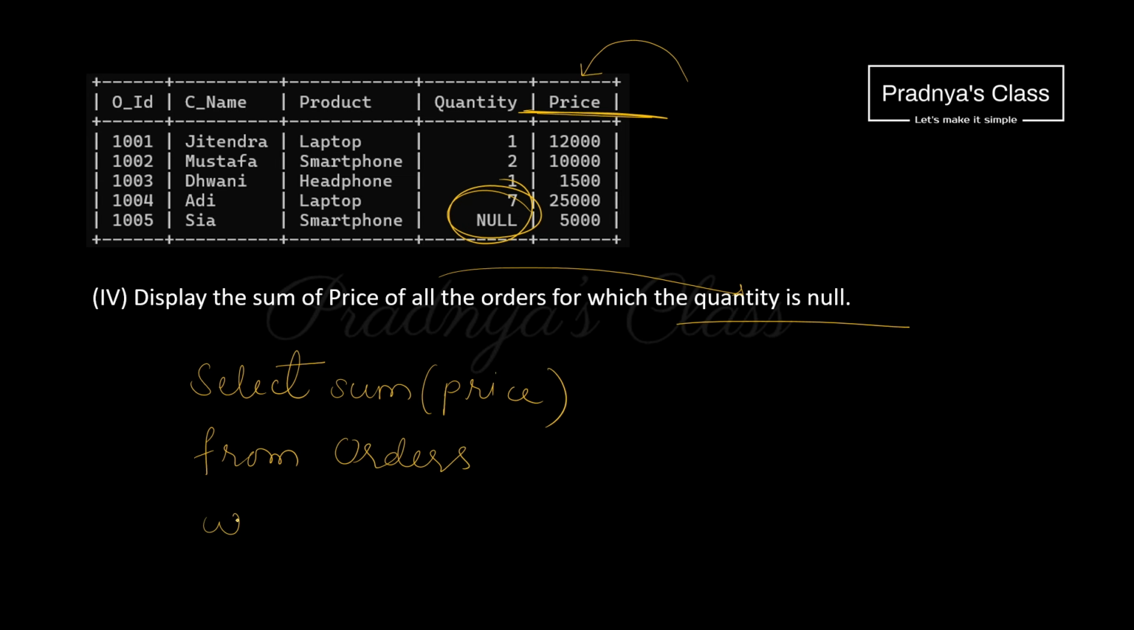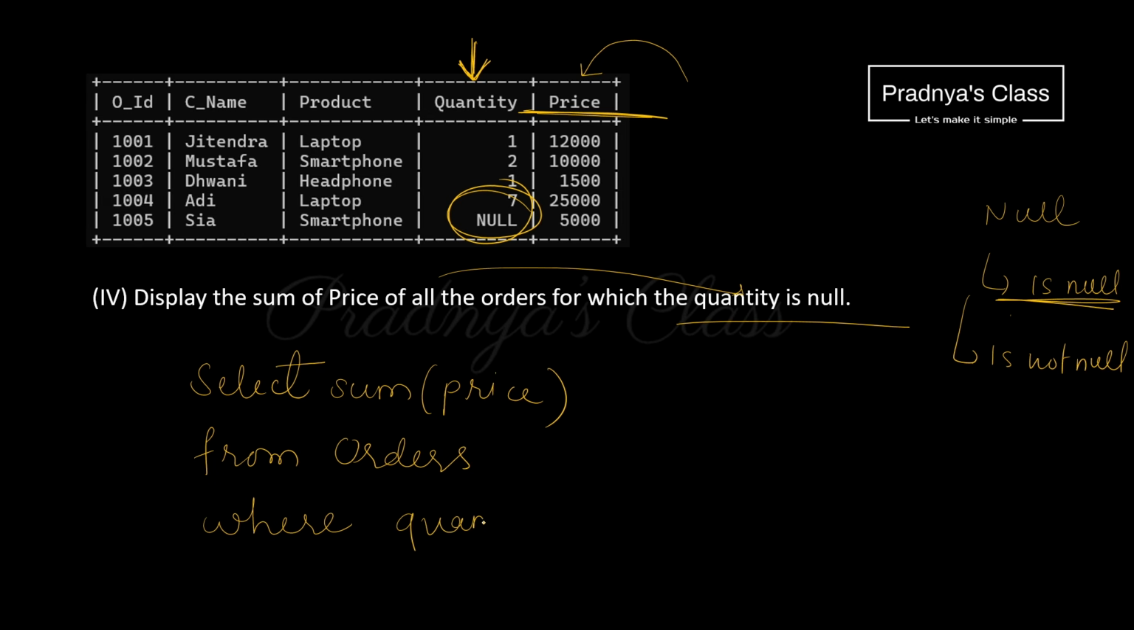Now let's write the where condition. In the previous video, we understood how to handle null. There are two clauses. One is IS NULL, and the reverse of it is IS NOT NULL. Here we will be using IS NULL. That we need to check. So IS NULL we will be applying on the quantity column, where quantity is null. So this is how the query will look.